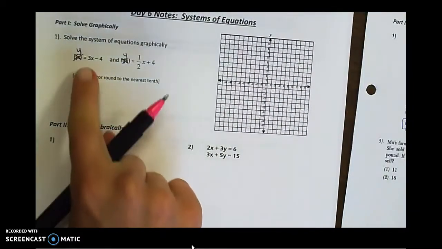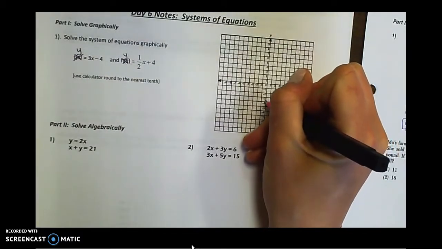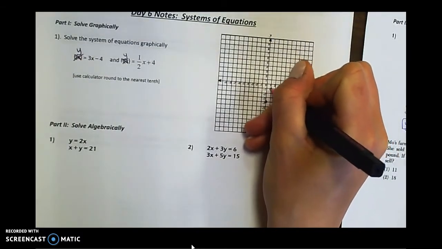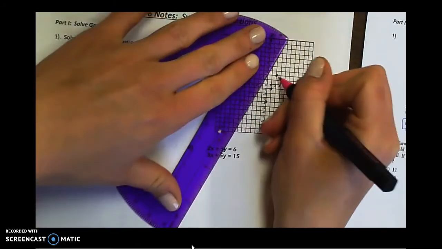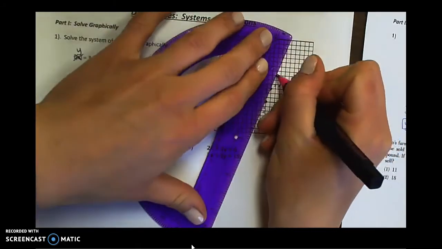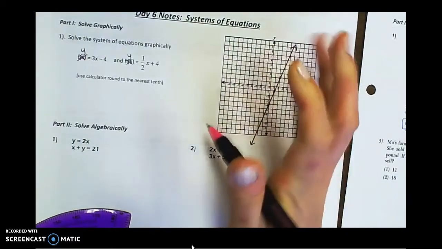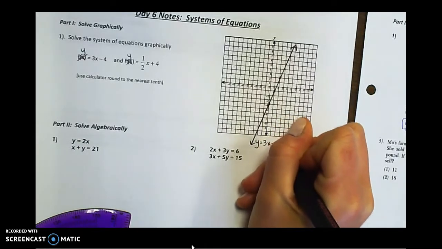So let's go ahead and graph these. So our first equation, we're going to start at -4, and our slope is 3. So up 3 over 1. Up 3 over 1. And then we're going to use our ruler, and we're going to connect our points, draw our arrows, and we always make sure that we label. So y equals 3x minus 4.